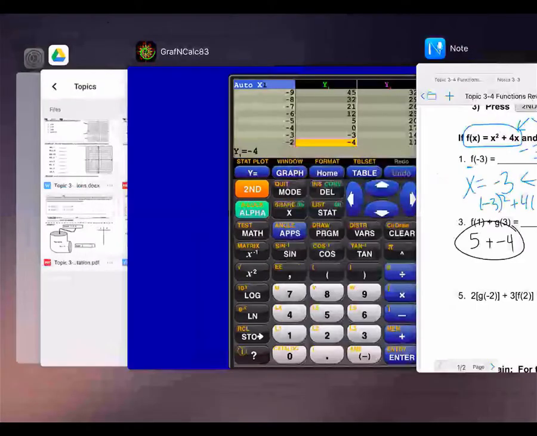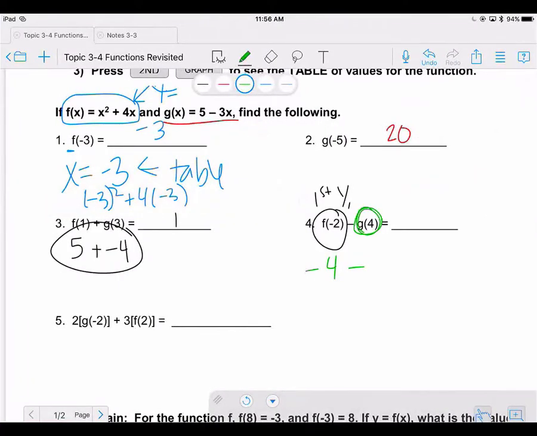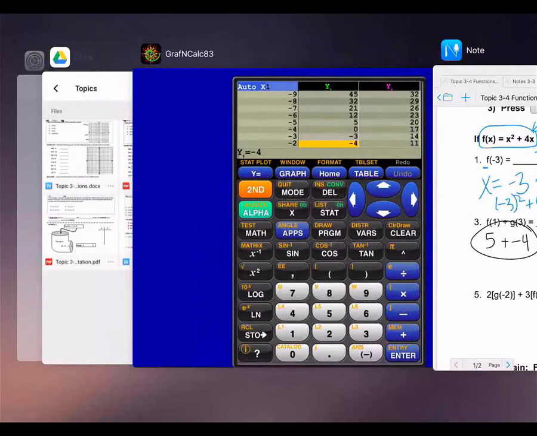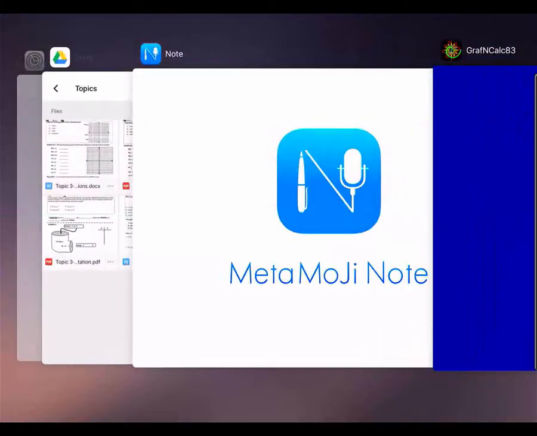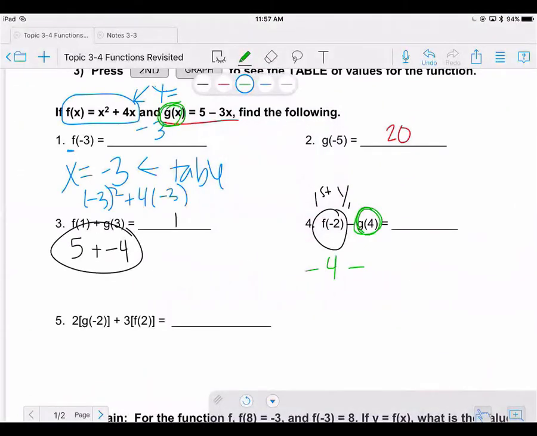Now for the second part, now we want the second function because g of x was what I put in second. So g of x, I'm going to go to 4 first on the x. And then g is the second function. So I go look over here in the y2 column. And for g of 4, it is negative 7. And then negative 4 minus negative 7 is a positive 3. You can double check that on your calculator.